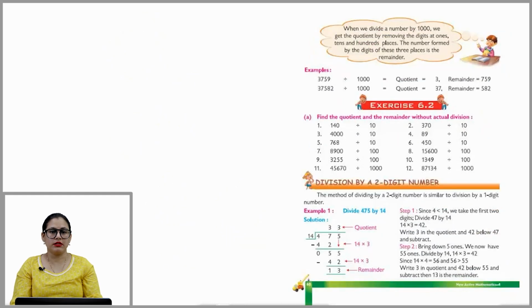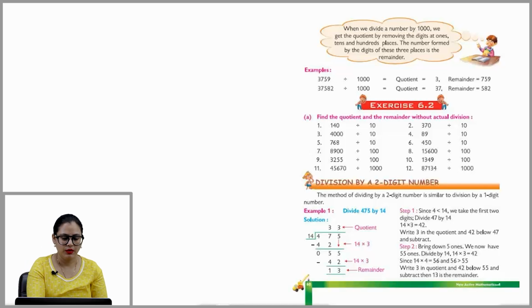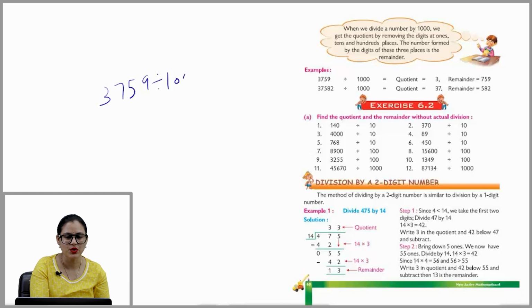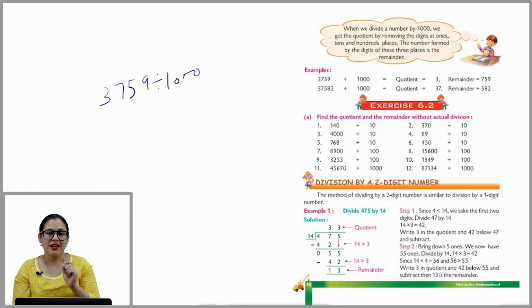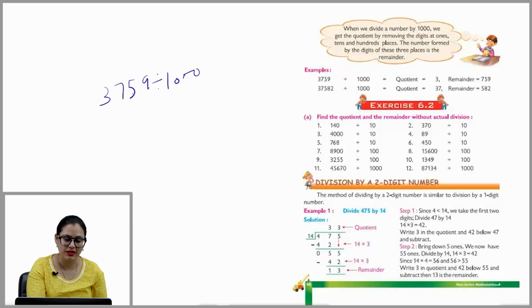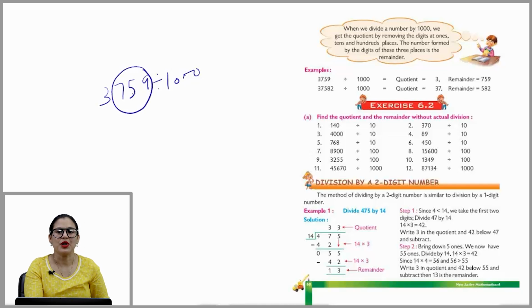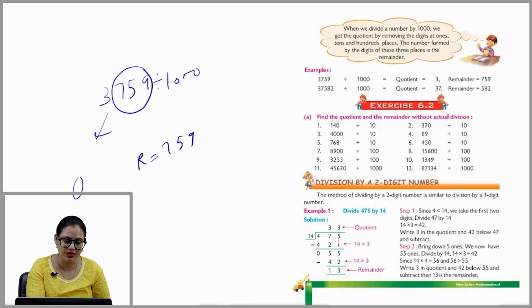When we divide a number by 1000, we get the quotient by removing the digits at ones, tens and hundreds places. The number formed by the digits of these 3 places is the remainder. Now we are dividing a number by 1000, so what will be the remainder? The number formed by the digits of ones, tens, hundreds will become the remainder, and the remaining number is the quotient.